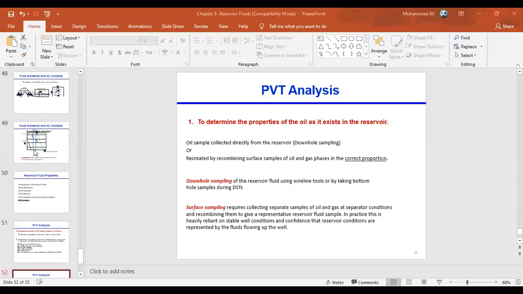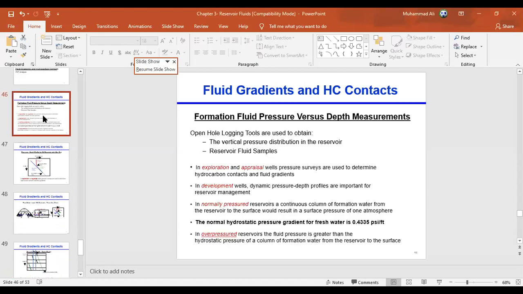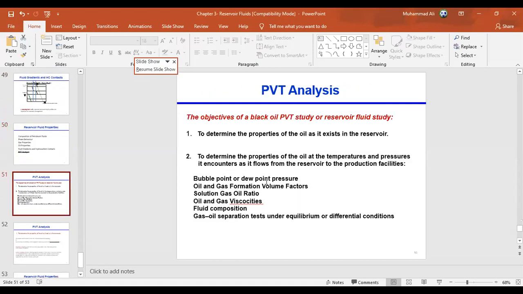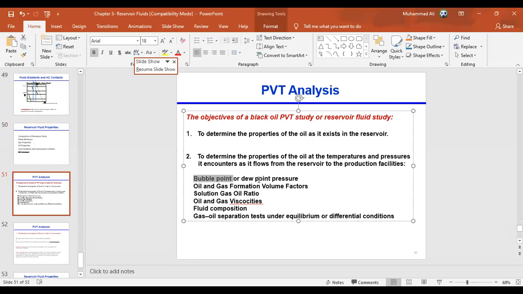Yes, so that was about the reservoir fluid. Let me open the presentation again. The purpose was to tell you what kind of experiments we do in the lab. In the reservoir fluid lab, we try to find out the bubble point pressure or dew point pressure. We try to find out oil and gas formation volume factors, gas oil ratio.